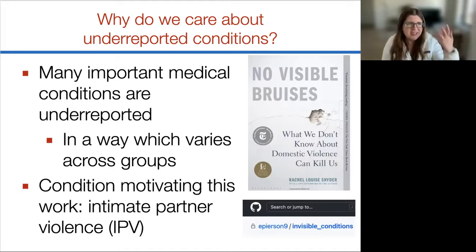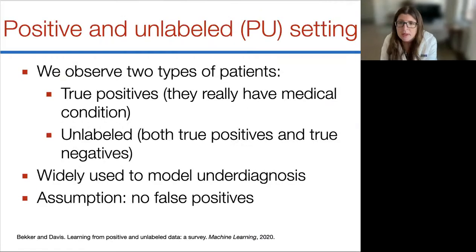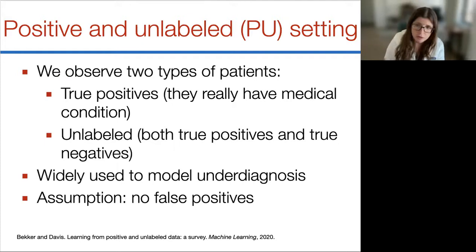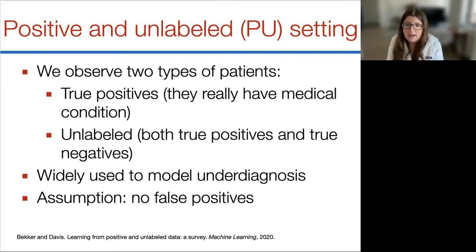So this is why we care about accurately measuring the relative prevalence even of underreported conditions. Now, the setting we're in here can be formalized as what's called positive and unlabeled learning, or PU learning. If you're not familiar with PU learning, there's a pretty excellent survey paper on it, which gives a nice overview of the field. But I'll summarize the setting briefly for you now. Basically, we assume that we observe two types of patients.